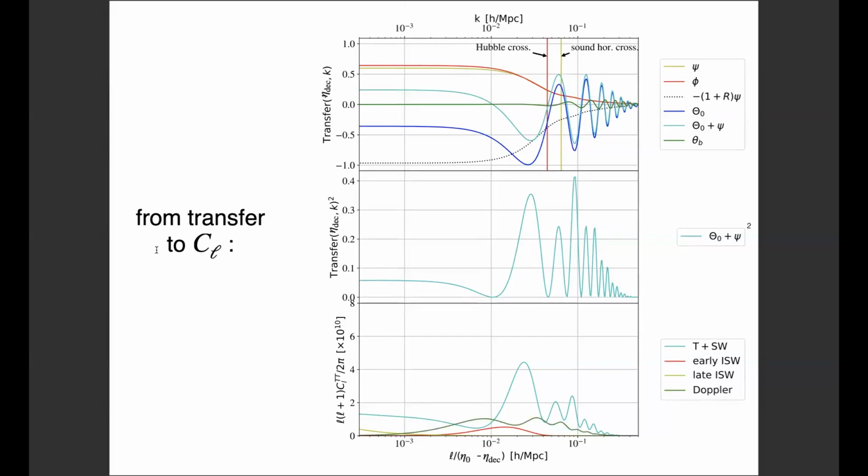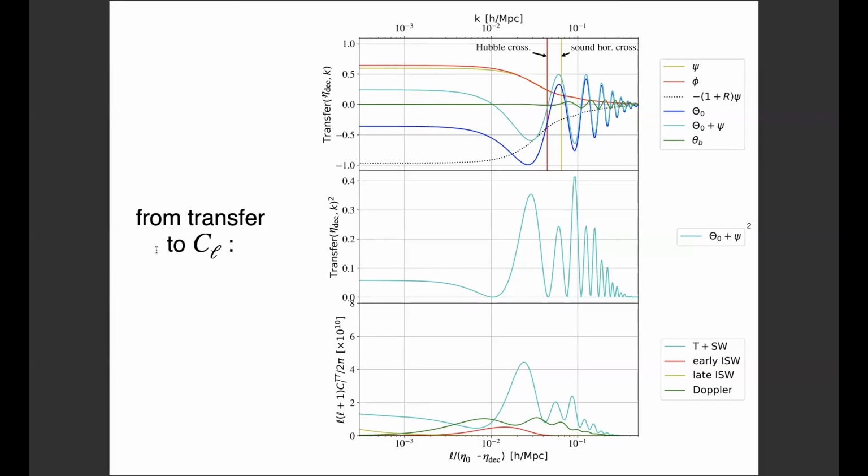The Doppler contribution comes intuitively from the square of theta_b. So I don't show here the square of theta_b, but it should give me 0 in this region and then a series of peaks that should be out of phase here. And indeed, the contribution to the C_L of the Doppler is 0 here. And then it gives me peaks which are out of phase with the blue peaks.